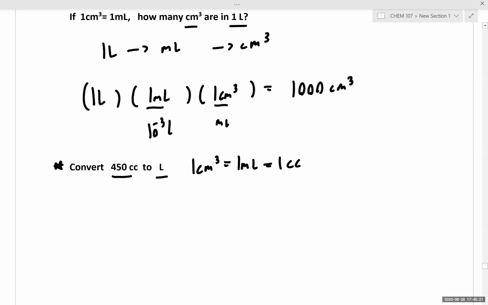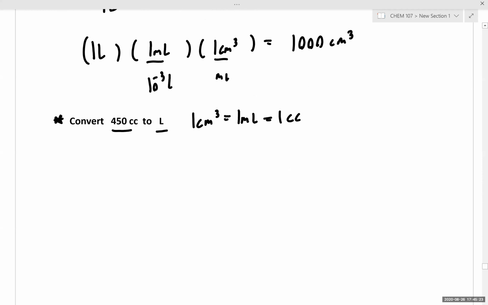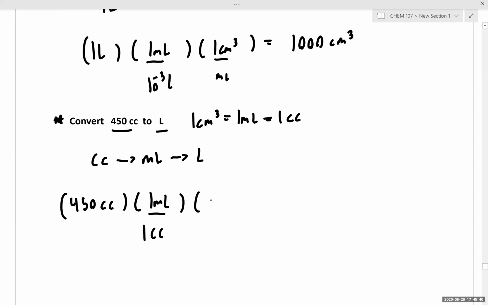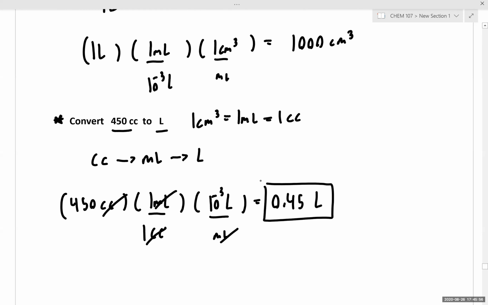The responses I'm seeing in the chat look great so far. So let's discuss. We're going to go from cubic centimeter to milliliter to liter. For 450 cubic centimeters, we have a milliliter per cc. We also know that we have 10 to the negative third liter per milliliter, and that in turn gives us 0.45 liters. Perfect.